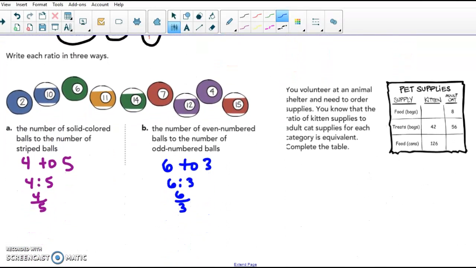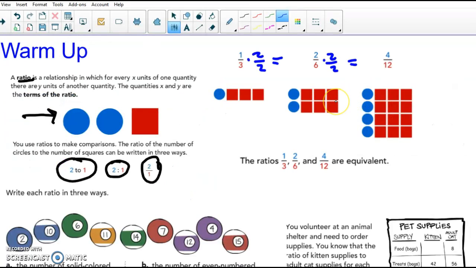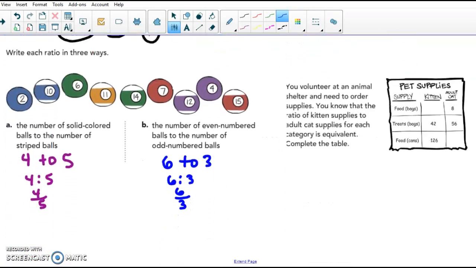We can also use equivalent ratios to solve problems, such as this one, volunteering at an animal shelter. And we need to order supplies. We know that the ratio of kitten to adult cat supplies for each category is equivalent. Complete the table. So looking at my table, when I'm trying to order food bags, I need a different amount for kittens than I need for cats. And I don't know kittens.